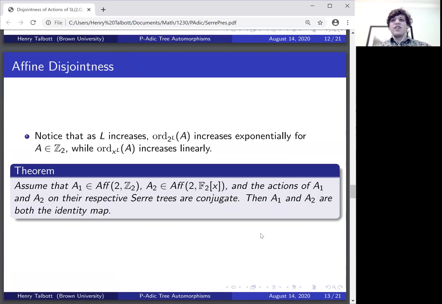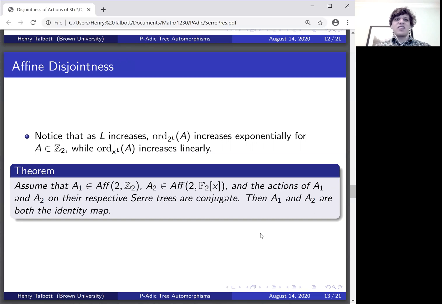This will imply some sort of disjointness. In particular, if we have a p-adic map and a Laurent map that we expect to be conjugate, we can look at very, very large L and see that the maximal cycle length of these permutations on a given layer grows exponentially in the p-adic case and linearly in the finite field Laurent case. So for very, very large L, it'll certainly be true that the p-adic case will have longer cycles than the Laurent case. And therefore, these two maps cannot be conjugate as tree automorphisms.